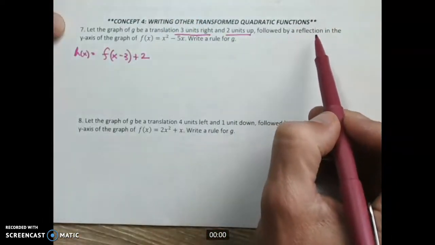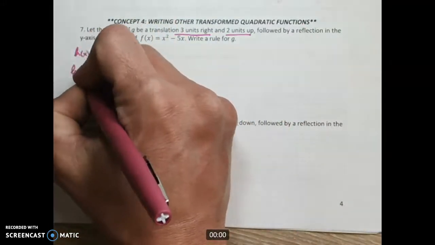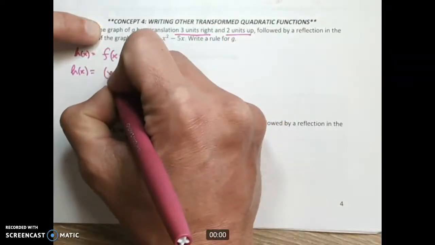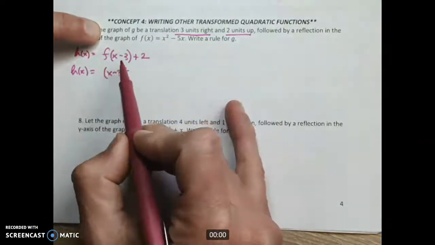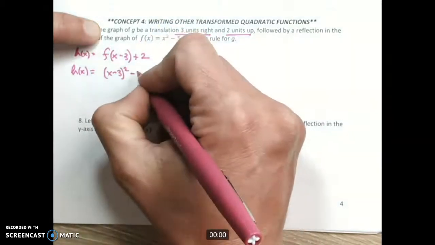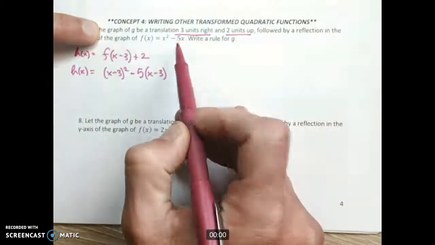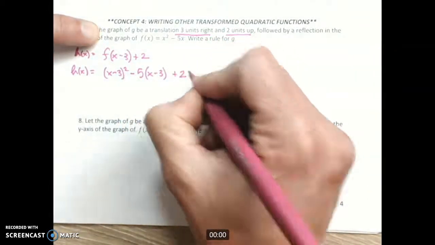Followed by reflection, and I'm going to do that next in the g of x. So now I have h of x equals x minus 3 squared. So I'm going to replace the x with x minus 3, minus 5 times x minus 3. Replace the x with x minus 3, and then that plus 2 is going to come at the end.